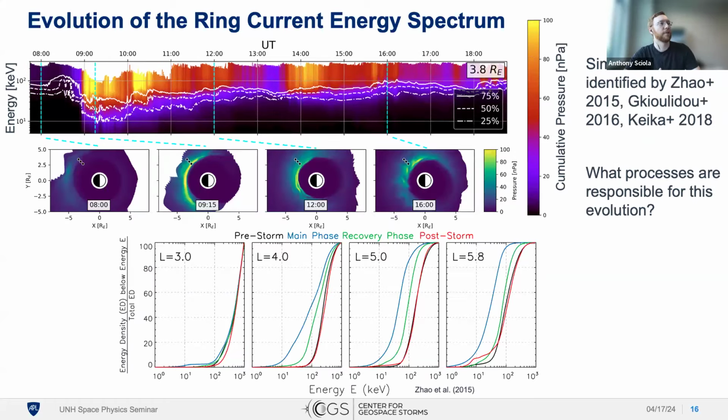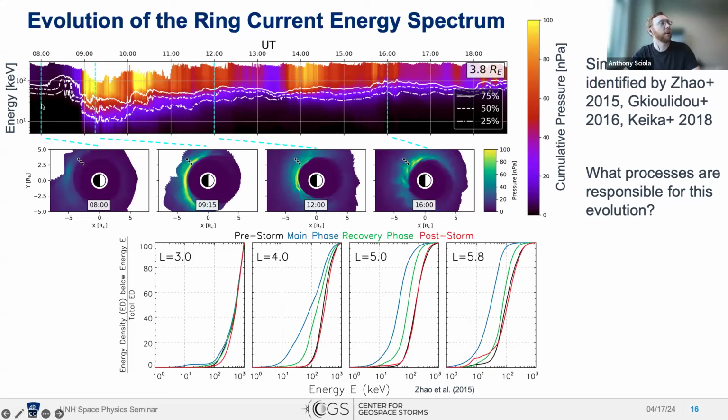And so this general trend is very similar to what's been identified both in case studies, such as the one by Keika et al. 2018, but also some statistical studies using the Allen Probes by Zhao and Giolito here, where we see pre-storm, the energy content is coming from these very high proton energies, and then during the storm, it dips quite substantially, and then gradually goes back to pre-storm values as it recovers.